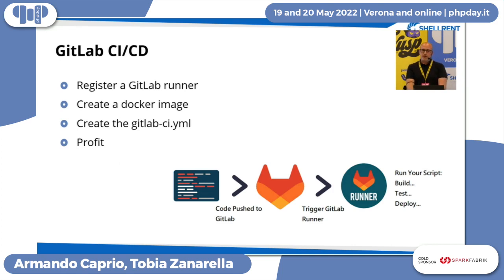So to give in to the cargo culture, one of our goals is to ship the code as fast as possible to production. To do so, we implemented a CI/CD pipeline that tested the code and deployed it to the production server. We can take advantage of the vast variety of features that are available on GitLab. What we need to do is to register a GitLab Runner, create a Docker image, create the GitLab CI YAML, and then, of course, profit from the pipelines.